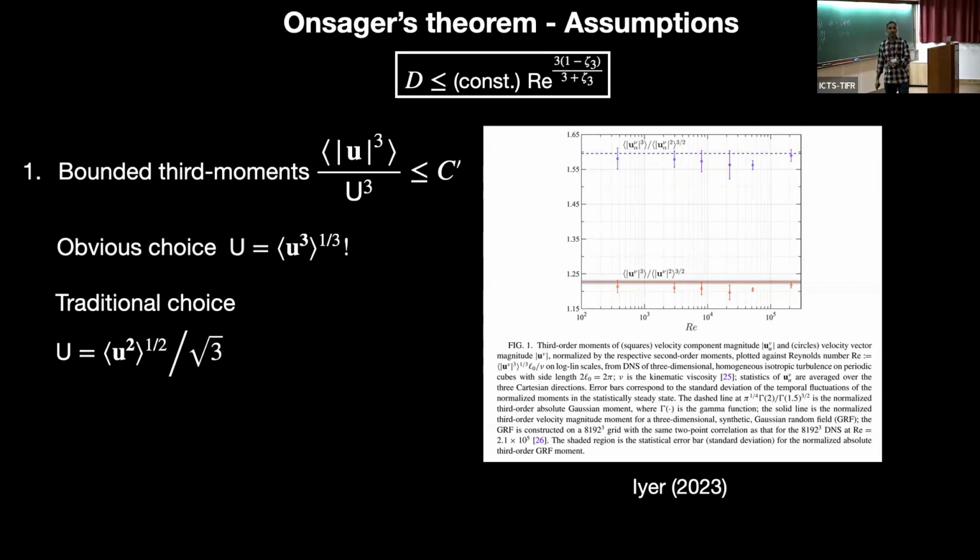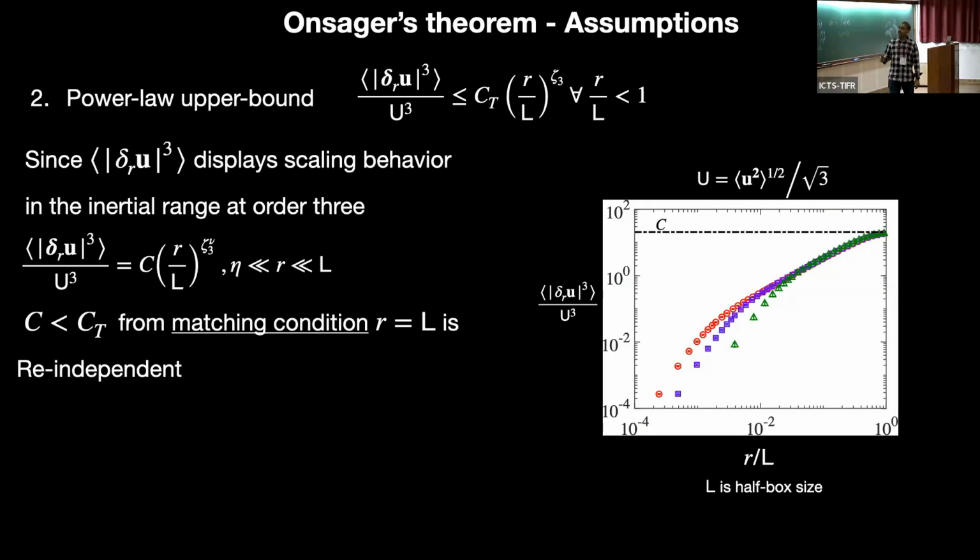So this is one of the assumptions of this theory. And the next assumption is this power law bound. They assume a power law bound of this sort. And here's where the scaling theory of turbulence kicks in. Because these structure functions show these beautiful power laws, it's very easy to check whether these power law bounds are satisfied.